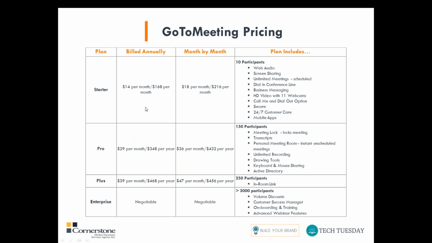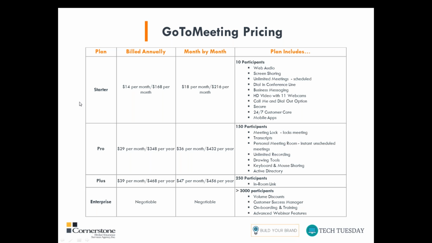The different options are split up by per month and per year. Annually, and month by month. So for the starter plan, if you pay annually, it breaks down to about $14 a month. Wow, that's mistyped, but or $168 per year, basically. So it breaks down by being billed annually or being billed month to month. The plan levels include different options. The starter plan actually starts with 10 participants, web audio sharing, screen sharing, unlimited meetings, etc.